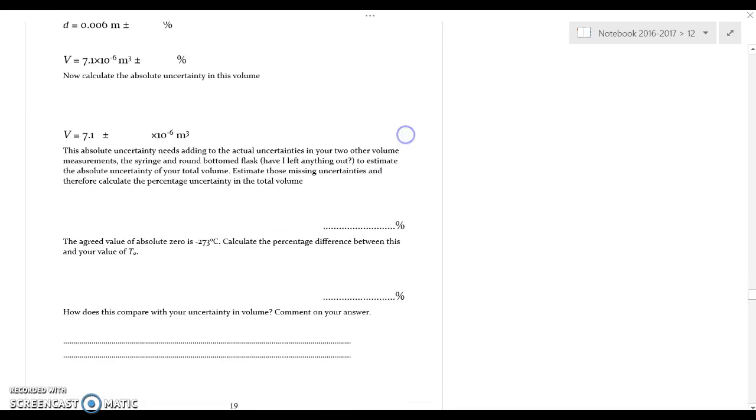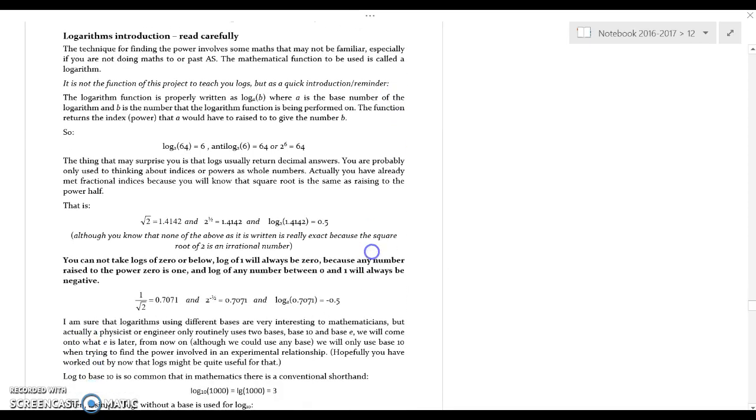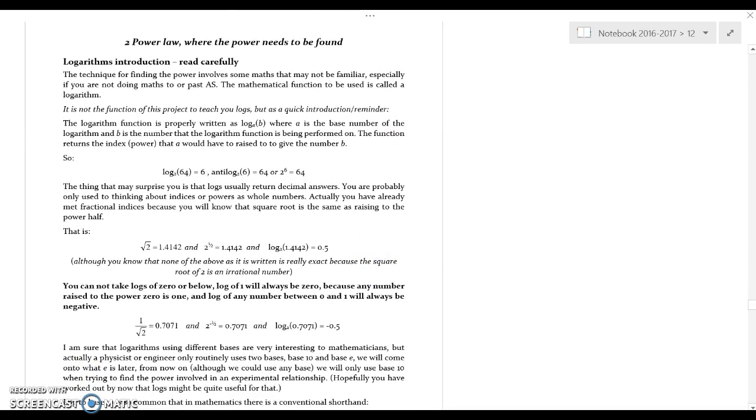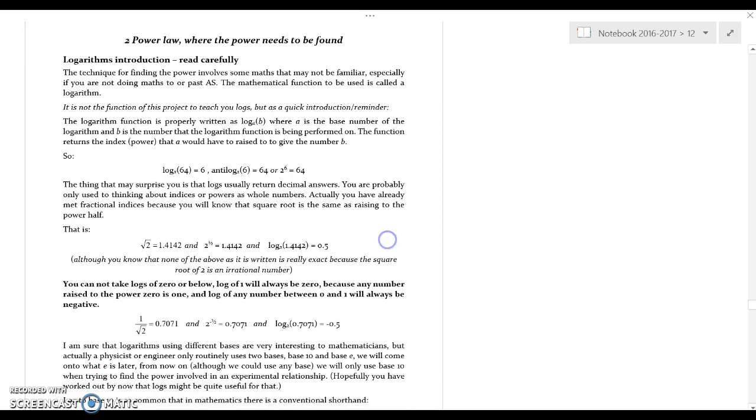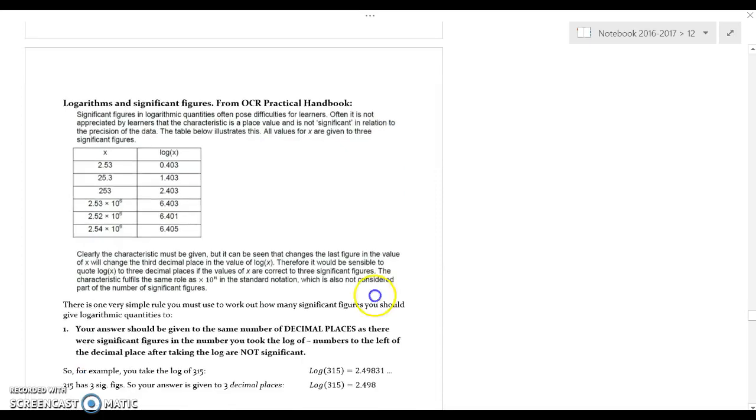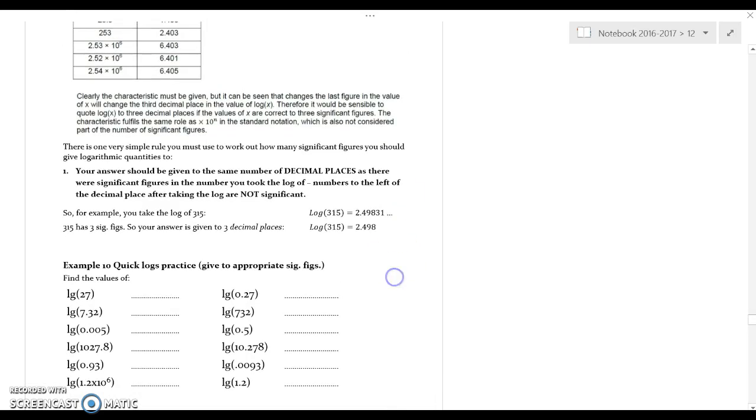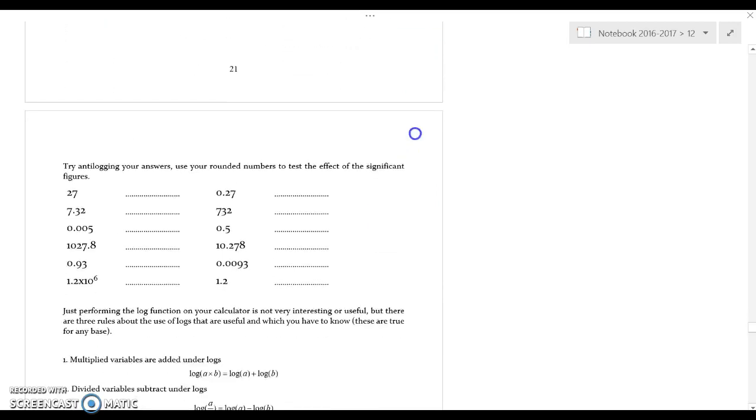You're then going to give your answers, and you're going to do some thinking. You're given some introduction about logs. We covered logs very briefly at the beginning of the year. If you do mathematics, you would have covered them in mathematics also. This may be of interest to you. There's some practice in writing out the logarithms of numbers to the correct number of significant figures. The rule for doing that is here at the top. The rule is also given in your notes from the beginning of the year.